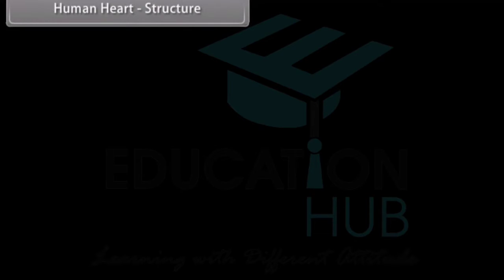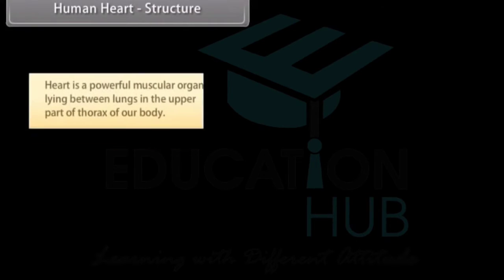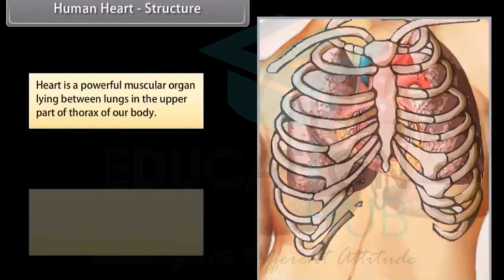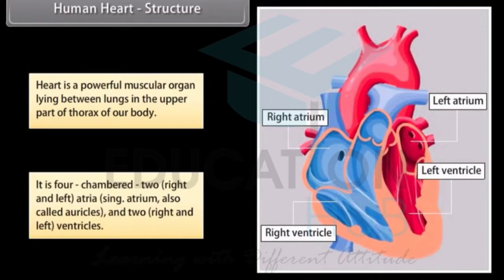Human heart. Structure. Heart is a powerful muscular organ lying between lungs in the upper part of thorax of our body. It is four-chambered: two right and left atria, atrium, also called auricles, and two right and left ventricles.